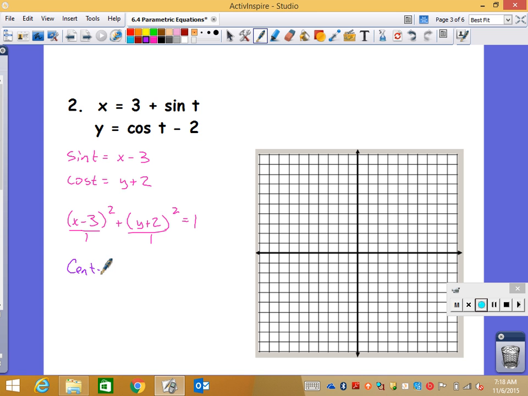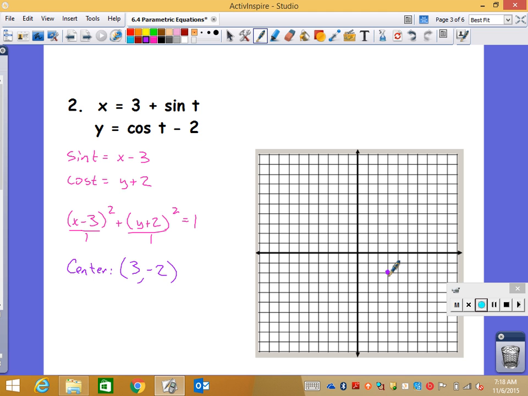So my center in this case is going to be, well, x minus 3, x minus h, so my center is 3. Since I'm adding 2 here, it's going to be a negative 2. So my center is at 3, negative 2. So 1, 2, 3, 1, 2. My center is right there.